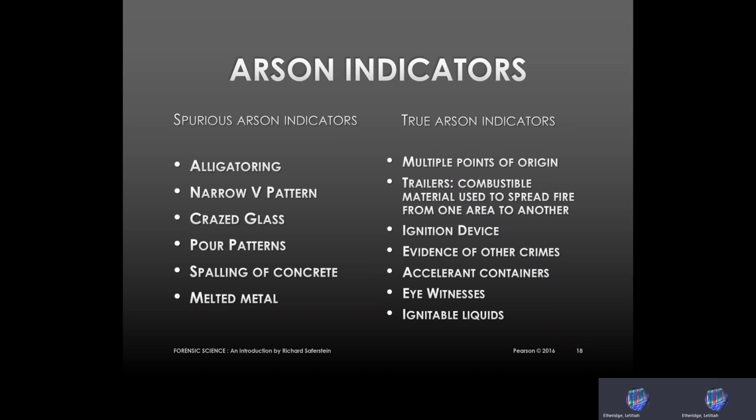If there are multiple points of origin, there is no fire that I've ever heard of that starts by accident in 4 different places. Okay, it just doesn't happen. Trailers, that means that somebody spread out combustible material to make the fire spread faster from place to place. If there is an ignition device, most of the time it's not accidentally there. If there is evidence of other crimes, maybe there's a body you find at the crime scene and they were trying to burn down the house to hide the evidence of the body that they killed.